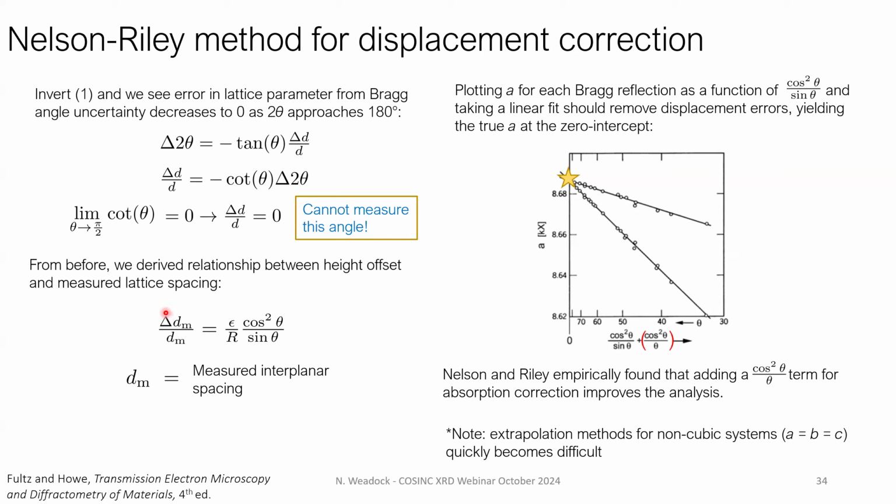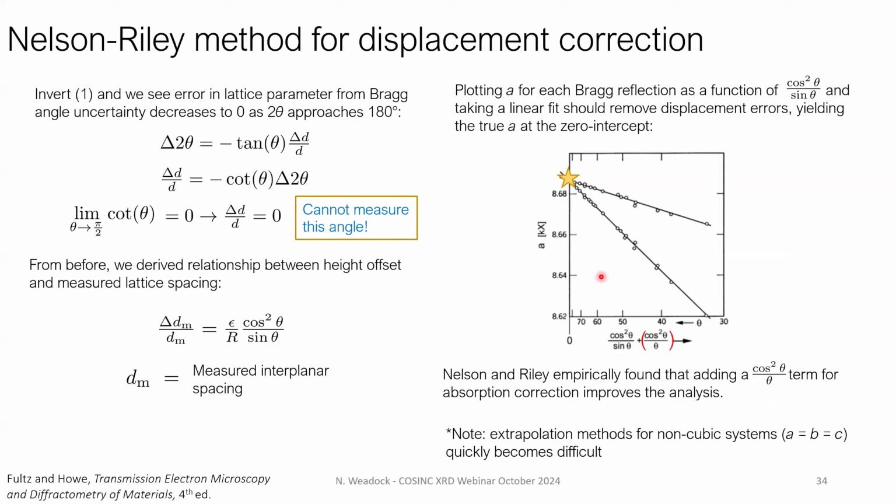those are going to be closer to your accurate lattice parameter value. And I showed that expression before of the shift in lattice parameter as a function of your sample displacement. And so if we take this expression and we just plot the lattice parameter for each Bragg reflection as a function of cosine squared theta over sine theta, a linear fit of that plot should remove any of the displacement errors, and the zero intercept will be your true lattice parameter value.